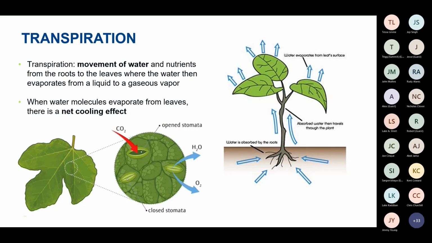So to maximize the growth rate of a plant, we must maximize the rate of two main plant processes, photosynthesis and transpiration. I think it's pretty safe to assume that most of you are familiar with photosynthesis, the conversion of light energy into chemical energy in the form of sugar. So I want to focus a bit on transpiration. Transpiration is the movement of water and nutrients from the roots through the shoots and then to the leaves, where the water then evaporates from a liquid to a gaseous vapor. About 97 to 99% of the water a plant absorbs through its roots is lost through transpiration and gets added to the air as water vapor.